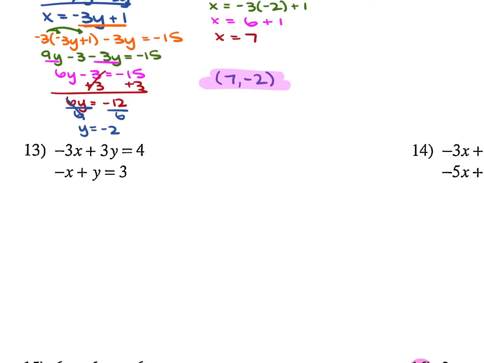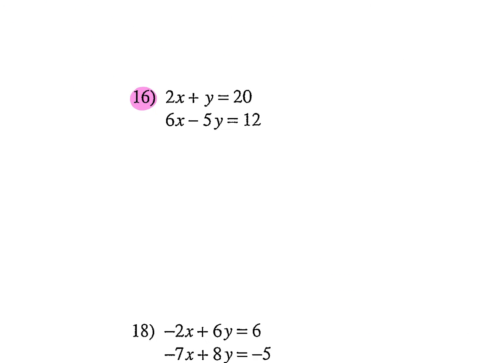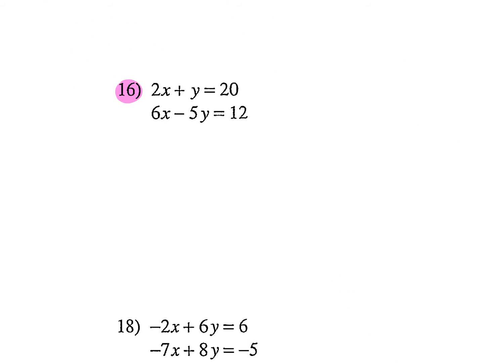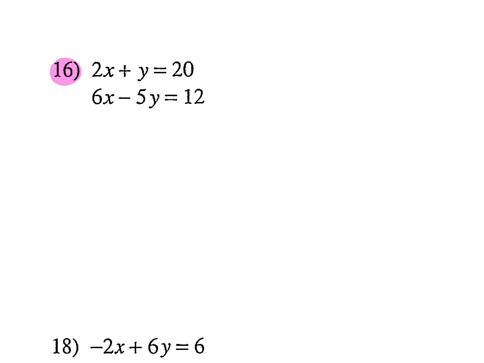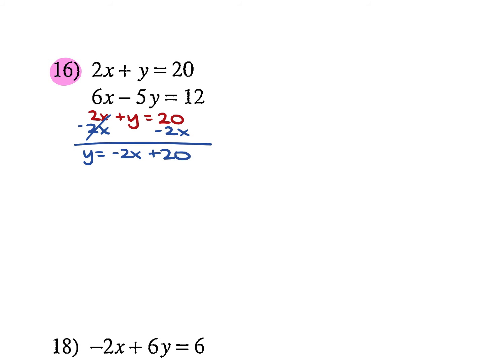Next, we're going to look at number 16. We're given 2x plus y is equal to 20, and 6x minus 5y is equal to 12. Because we have a y with a coefficient of 1 in that top equation, I'm going to take the 2x plus y is equal to 20 and solve the equation for y. I'm just going to subtract 2x from each side. We get y is equal to negative 2x plus 20.